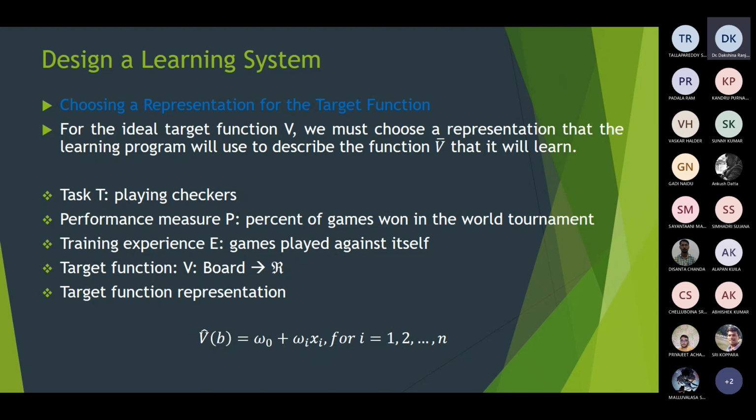Here Xi may represent any black piece, any red piece, or any red king or any black king. So this will be represented by the linear combination of weights and any red or black piece on the board.